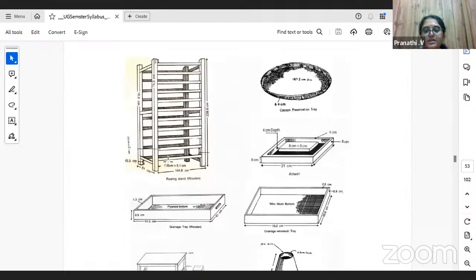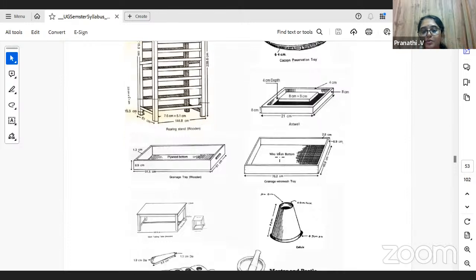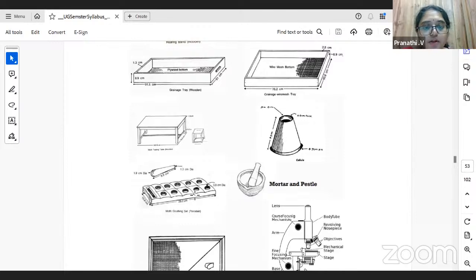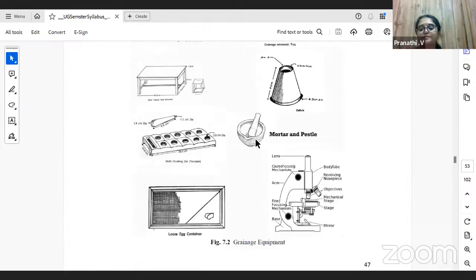The rearing stand, which is wooden. In this you put the trays as such, and then you have a wire mesh bottom over here. This is the ant well that is present. You can see, and this is the grainage tray, which is wooden. And then this is your moth crushing set. We will come to this again.